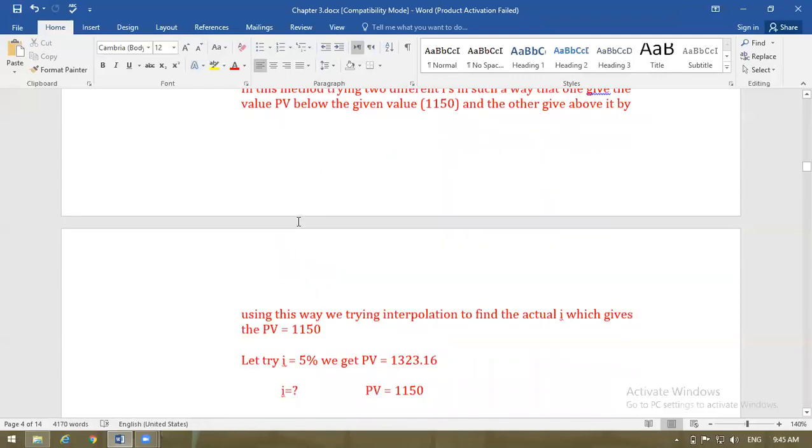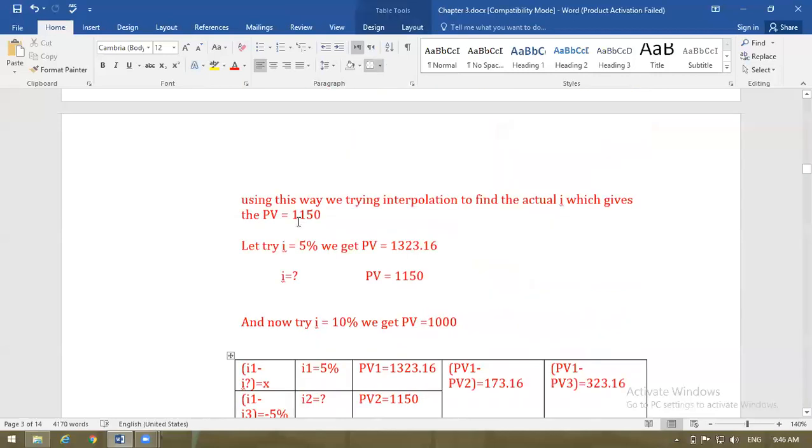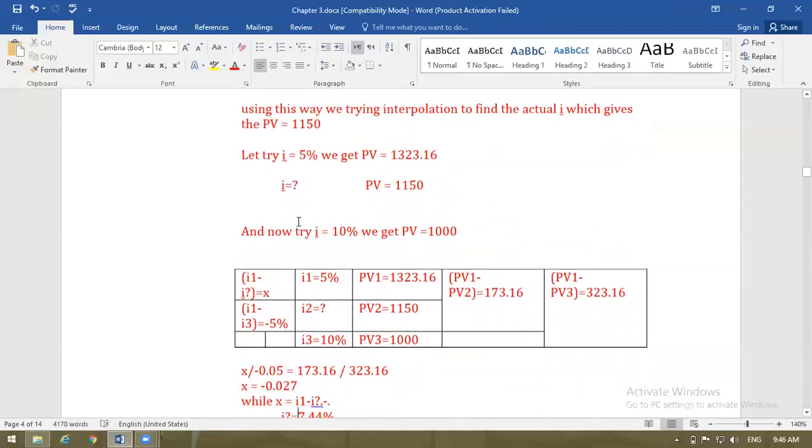Again, I am repeating this question. Consider a coupon bond case. Its face value, present value, coupon rate, and number of years to maturity are given. The question is to find out the market interest rate or yield to maturity. For the market interest rate or yield to maturity, we are using interpolation. And this is an interpolation.